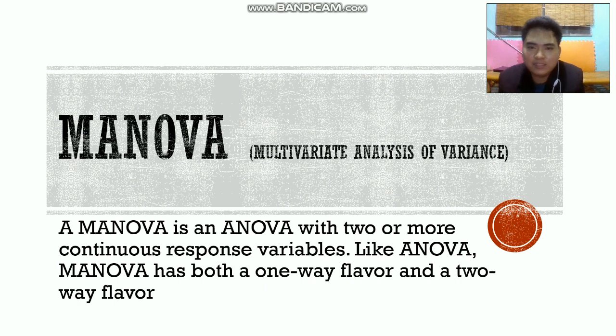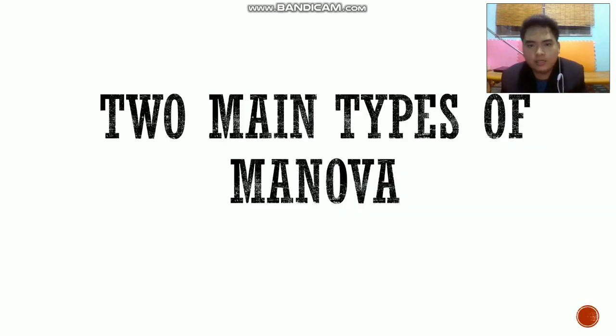MANOVA is the second main topic of our discussion for today. MANOVA is a multivariate analysis of variance and is an ANOVA with two or more continuous response variables. The purpose of MANOVA is to prevent type 1 error. What is a type 1 error? Type 1 error occurs when ANOVA has three or more dependent variables.